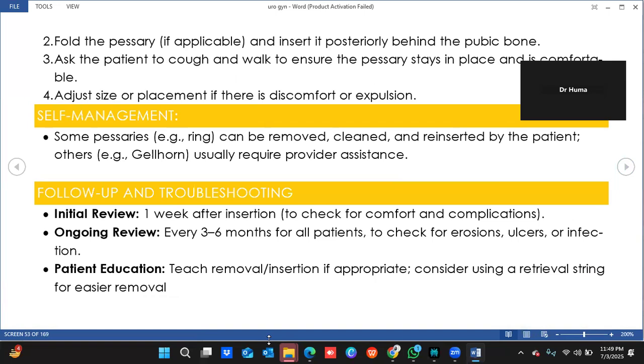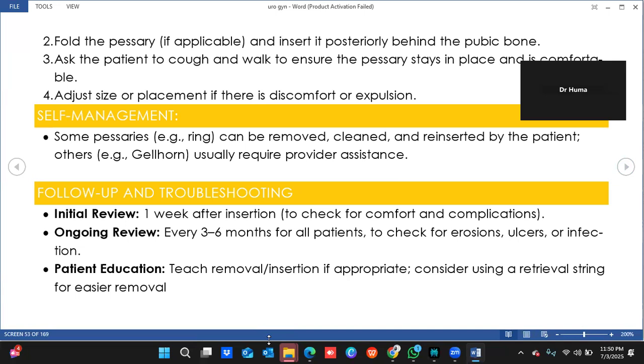If it is a ring pessary, she can replace it by herself, or in the case of a cube pessary, she can remove it for cleaning. Otherwise, a few pessaries need healthcare professional assistance. So you will tell her about the follow up. She has to come after one week the first time.